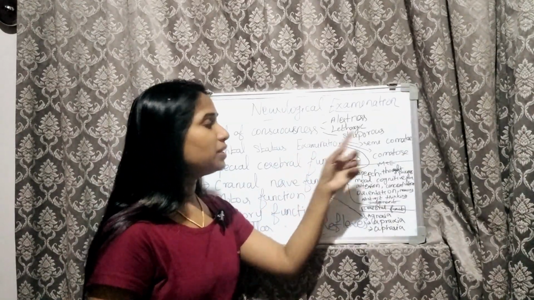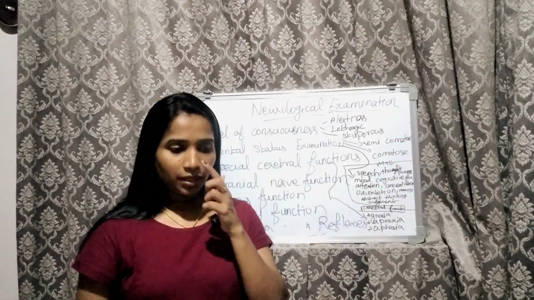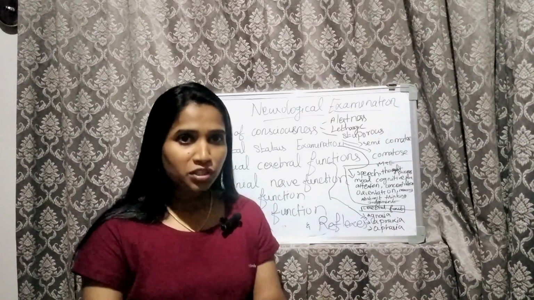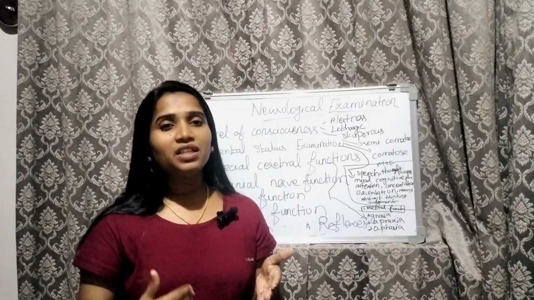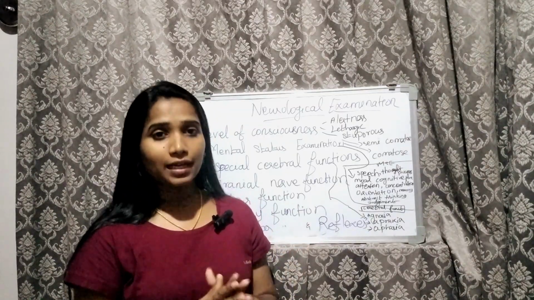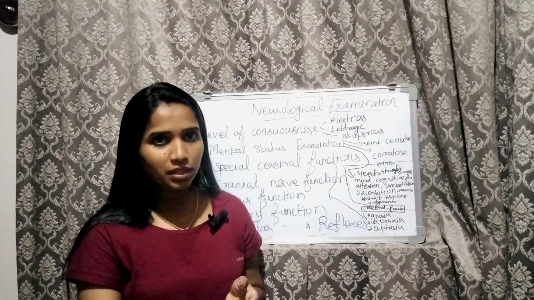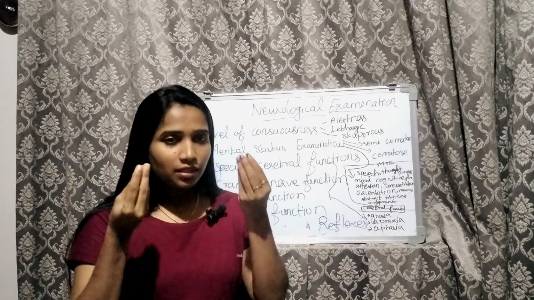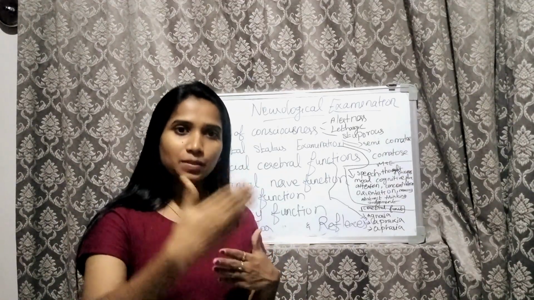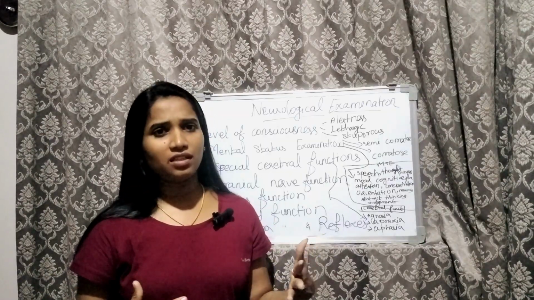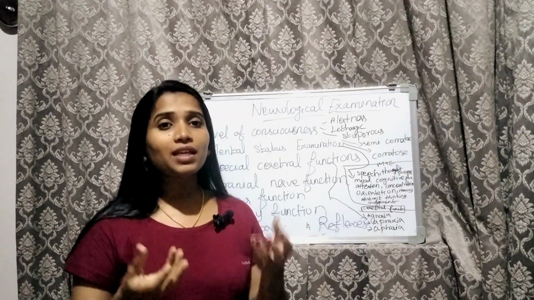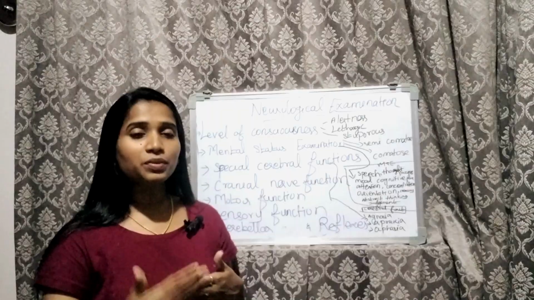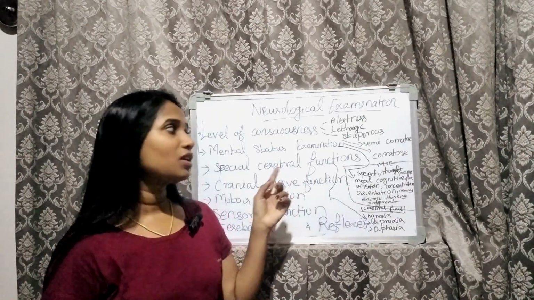Then next one is stupor. Stupor means the person responds to your commands, though with very great difficulty. If you ask something, like open your eyes, or if you are commanding, the person does the response, but with great difficulty. They have a lot of difficulty doing the activity. That's called a stupor. The person aroused with great difficulty is called a stupor.